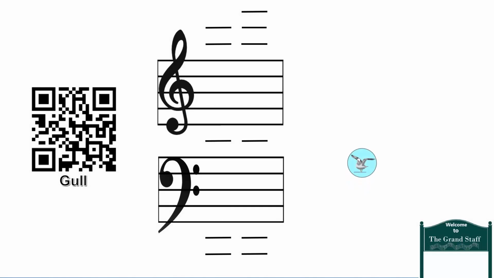Okay, here's our first review. I know that Gull is right above the staff and he flies back and forth in the space above the top line of the treble clef.